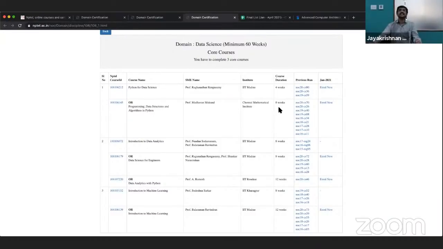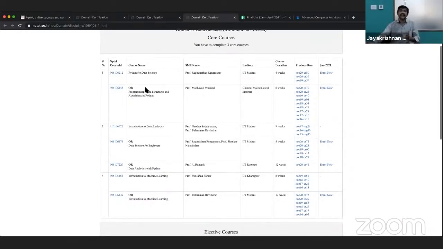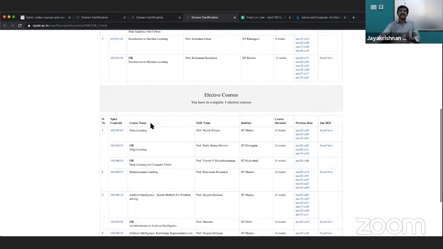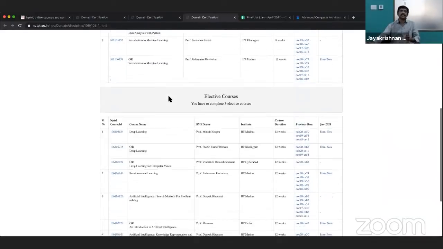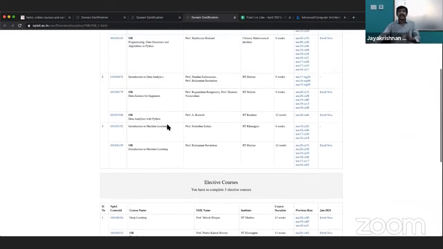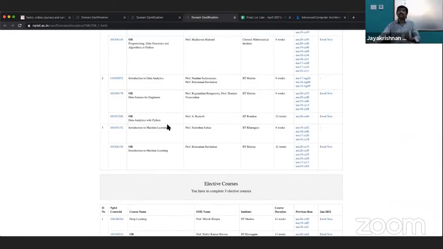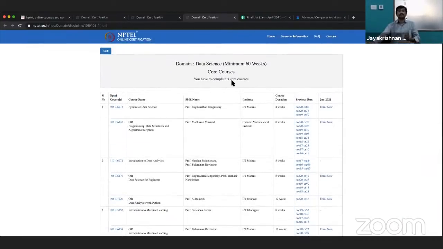The duration is given, and core courses total a minimum of 60 weeks duration that has to be completed, and there are 3 core courses that need to be completed. The 3 can be from these 6 courses that are already listed here. The either-or combination is here. The elective courses are these, so any of these could be your electives. So 3 core courses plus 3 electives, with an aggregate of 60 marks. If you achieve that, then you can get a domain certificate in data science.